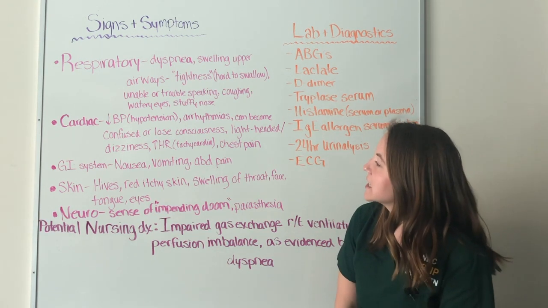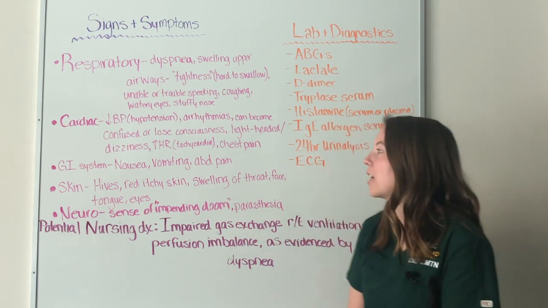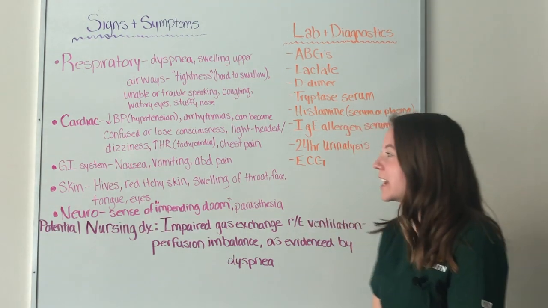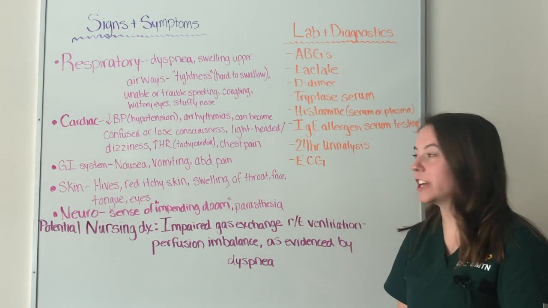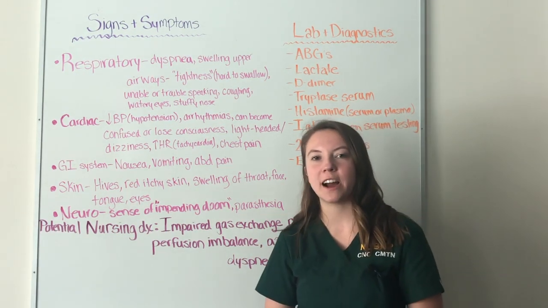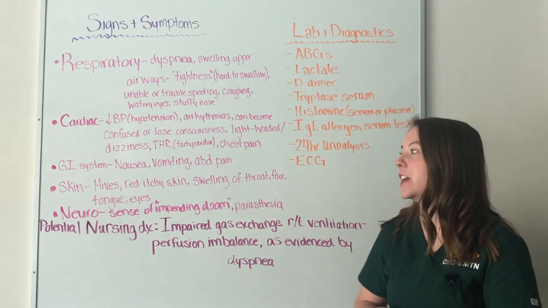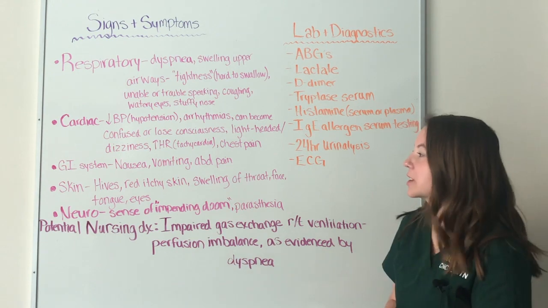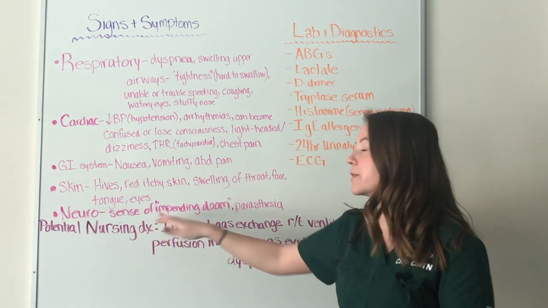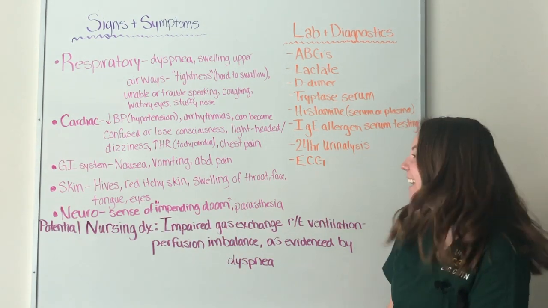For the GI system, with the decreased or increased secretions of the GI system, it can cause nausea, vomiting, abdominal pain. Okay, and the skin, you're probably going to see hives, red, itchy skin, like flushing, swelling of the throat, face, tongue, and eyes. Those can be signs of an anaphylactic shock, and that is also from the vasodilation, and the histamine release is going to cause all those things. Neuro, so again, we talked about the confusion or loss of consciousness, sense of impending doom. Lots of patients will feel like this is it for them. They're not going to make it.